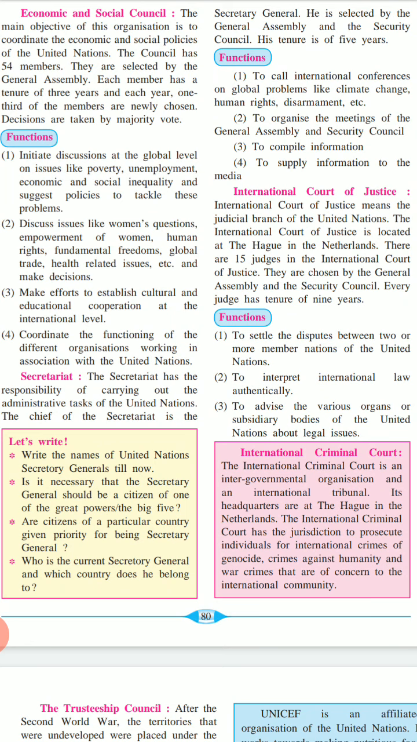So, students, the first point, to settle the disputes between two or more member nations of the United Nations. Whatever nations are involved in the United Nations and whatever conflicts they have, those are resolved. Those disputes are settled by this International Court of Justice. Second, interpret international laws authentically.